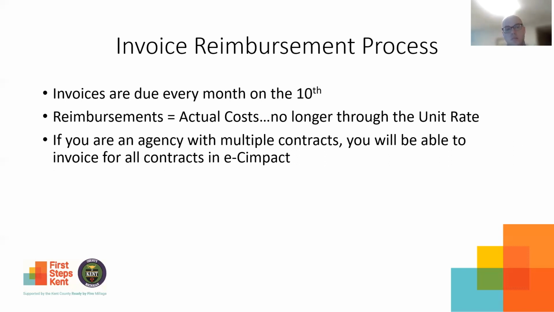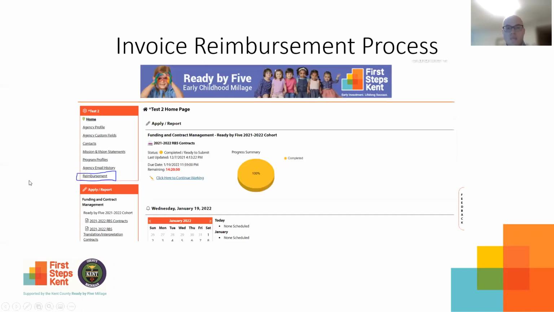And just a slight reminder, if you are an agency with multiple contracts, so you have some in the 2 years, or you have multiple contracts through the program areas, you'll be able to invoice for all your contracts in CImpact. They'll just be separated out once you get into the reimbursement page. So we can move on to the next slide, where I'm going to be taking you through screenshots just so you are aware of what you will be seeing when you start your invoicing. And just as a preface, this is our test site, so things might look a little different for you and your budget, but it'll look very, very similar.